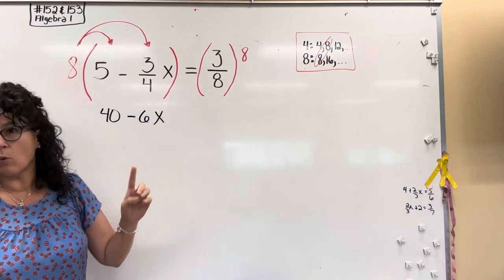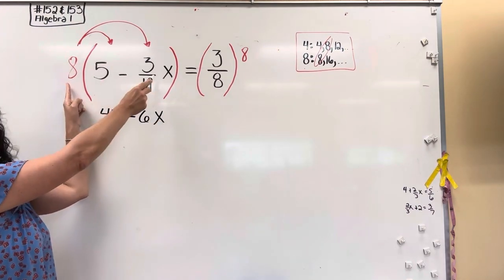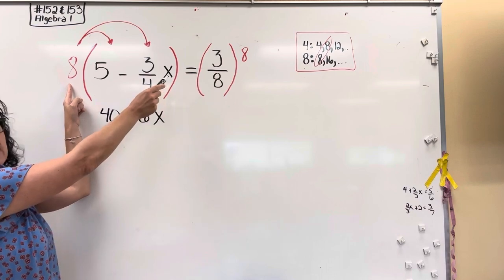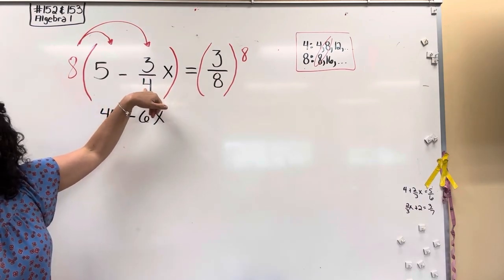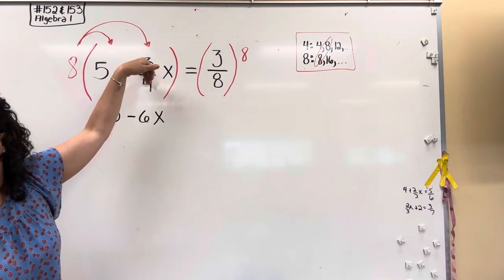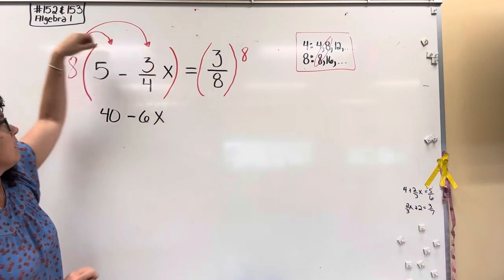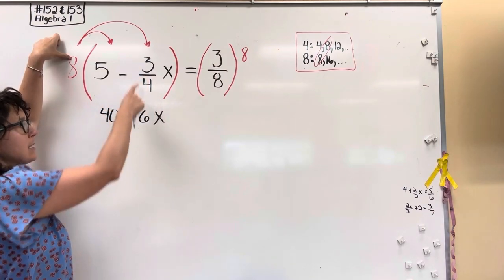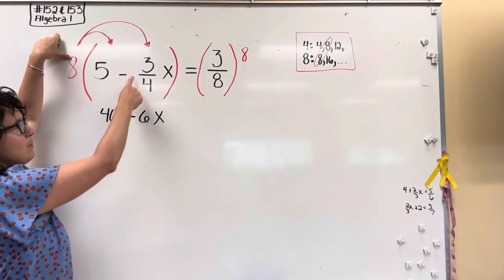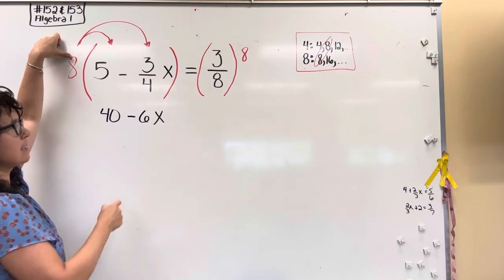Okay, I'm going to do that one more time. 8 multiplied by negative 3/4 x. I'm taking the 8, dividing it by the number in the bottom and multiplying it by the number in the top. So 8 divided by 4 is 2, and 2 times 3 is 6. Positive times negative is negative, and then these are x's.